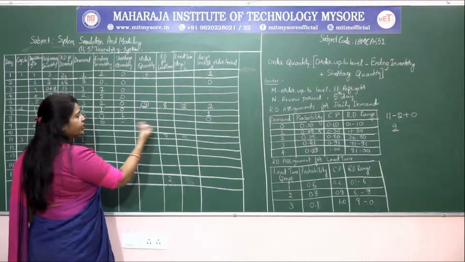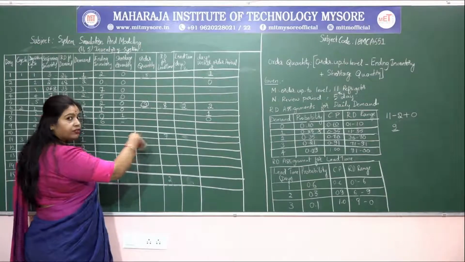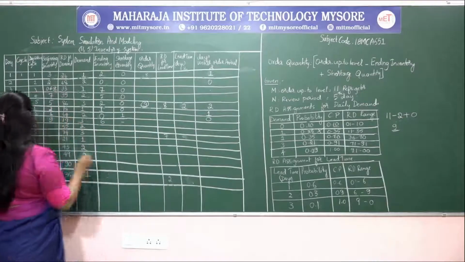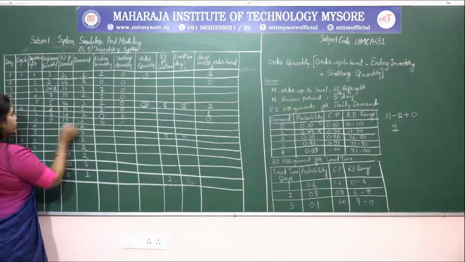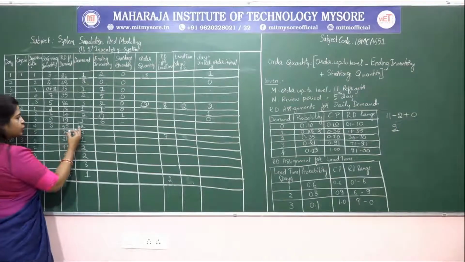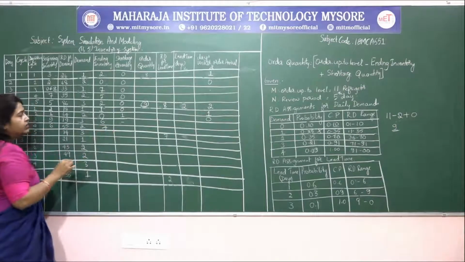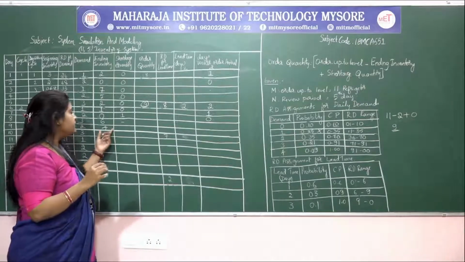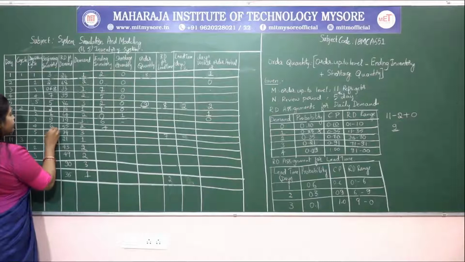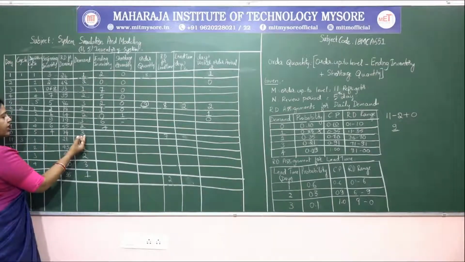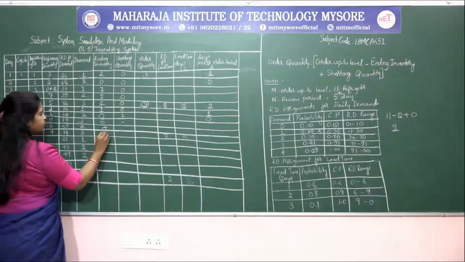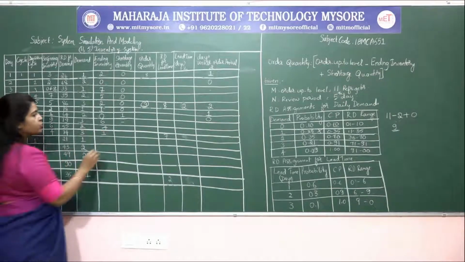And then we need to check for the order quantity on the 5th day, so we need not touch these columns now. Okay. Next, on the 4th day, what is the beginning inventory? 6. And what is the demand on that day? 2. So the ending inventory on that particular day is 4, right? Now, what is the beginning inventory on the 5th day? 4. On that day we have 3 demand, therefore 4 minus 3 is only 1. Is there any shortage quantity?